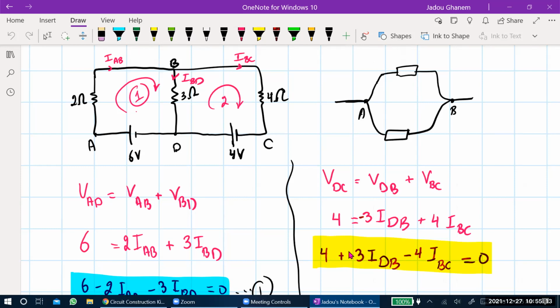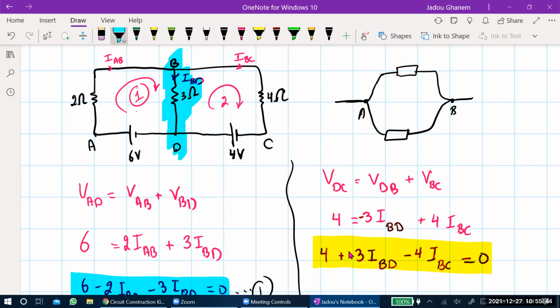It's IDB, although the current is passing from B to D. The current is passing from B to D. Yes, can you see that? Why is it passing from B to D? Because we moved from the positive side. Oh, no, this branch, let me just highlight it. In this branch, the current is just moving from B to D by the sense that we have chosen.